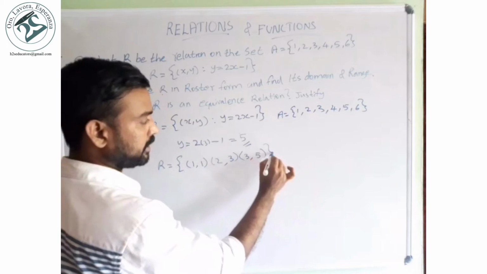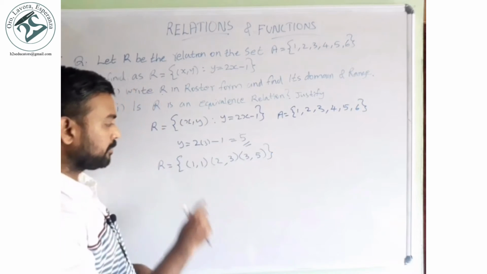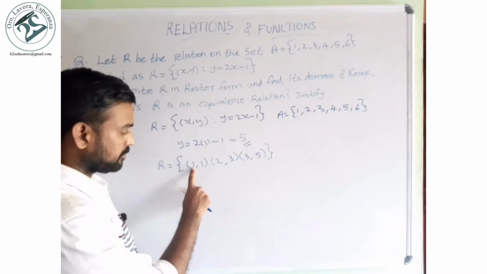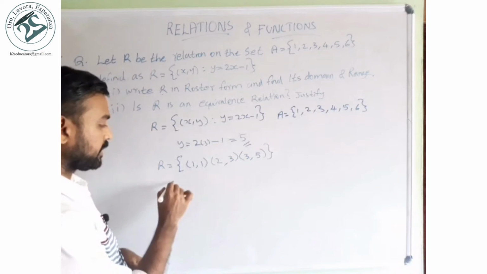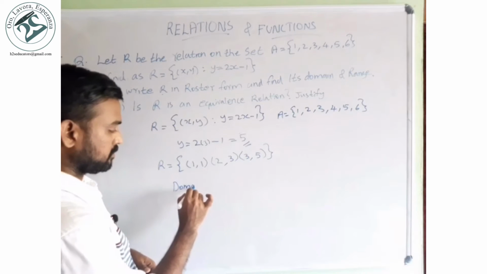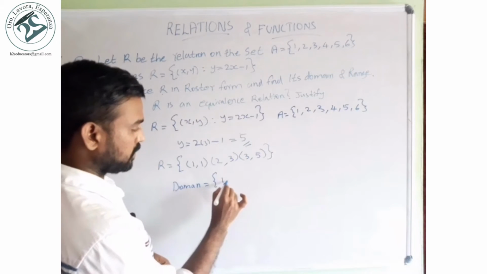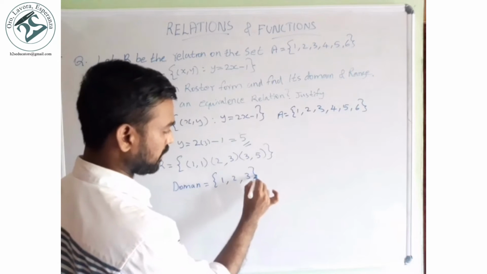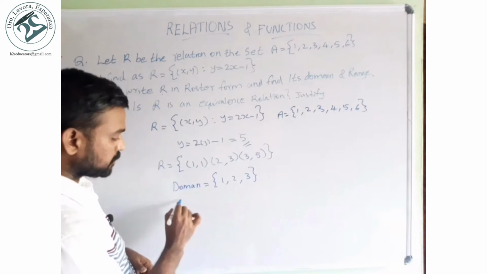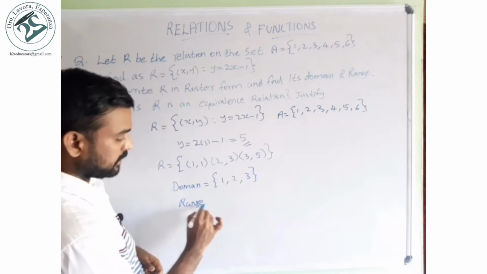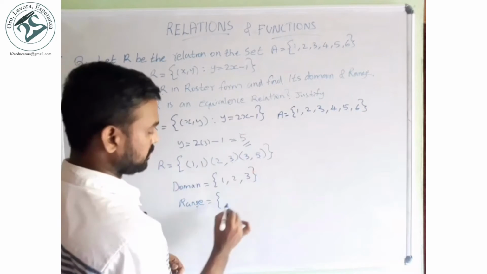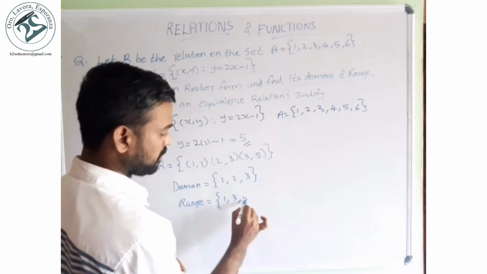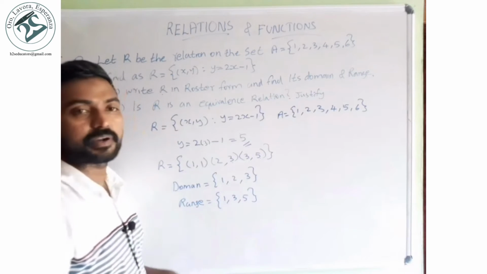What is the domain and what is the range? Domain means the first element. The first elements are 1, 2, 3. These are the domain, so we are writing the domain 1, 2, 3. And range: what is the range? Range is the y values. Here the y values are 1, 3, 5. This is the set of range.